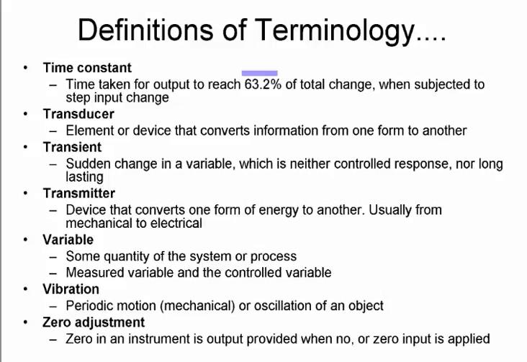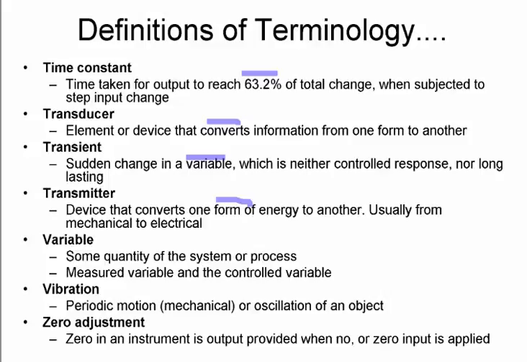Transducer is an element or device that converts information from one form to another. So we use transducers to measure things like temperature, level, flow. Transient is a sudden change in a variable, which is neither a control response nor long lasting. So it goes past and then it will go to the original state. Transmitter is a device that converts one form of energy to another, for example mechanically to electrically.